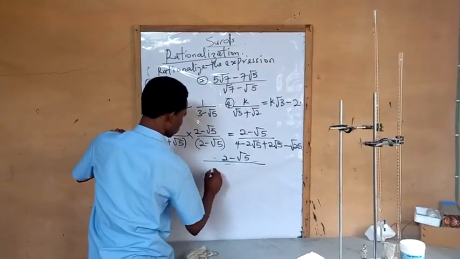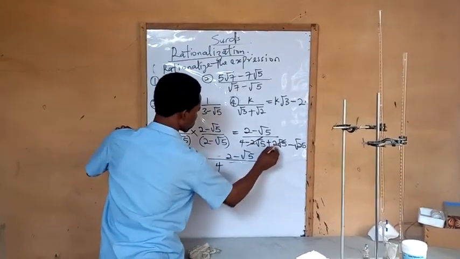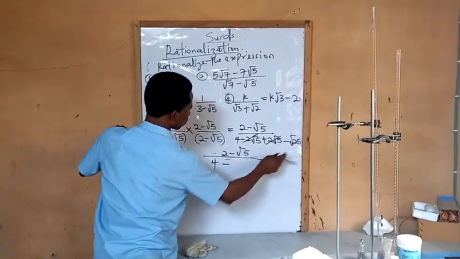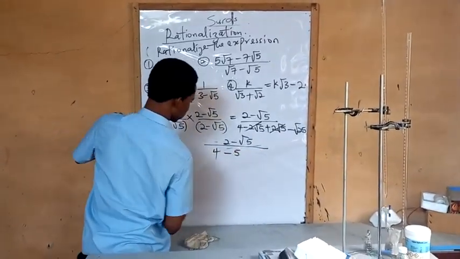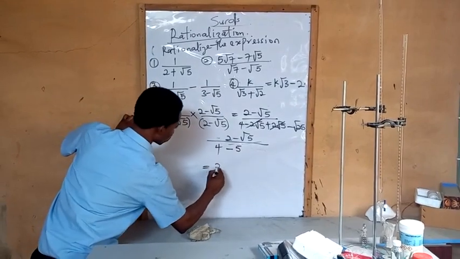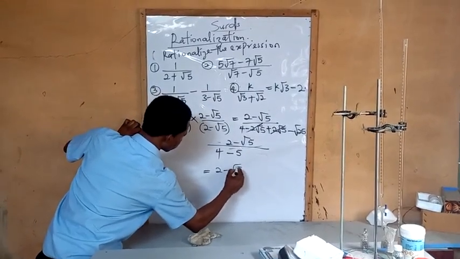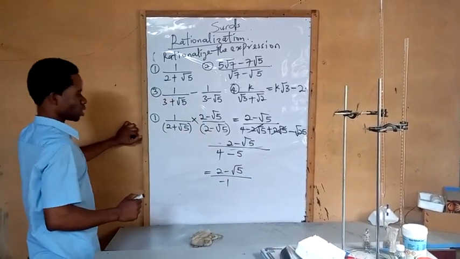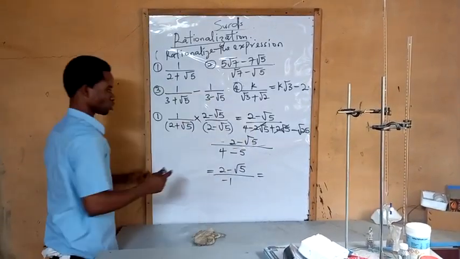Now 4, this one cancels this. Minus 2 root 5 cancels plus 2 root 5. Minus root 25, that is 5. So we have 2 minus root 5 over 4 minus 5, which is minus 1. So that means our answer has this minus.